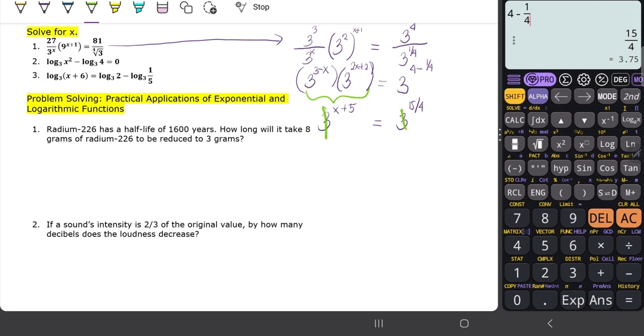Now, we have a common base here of 3. So, we can drop down, then we can equate the exponents. X plus 5 equals 15/4. Therefore, x is equal to 15/4 minus 5. 15/4 minus 5 is equal to negative 5/4. So, yan yung value ng x for item 1.